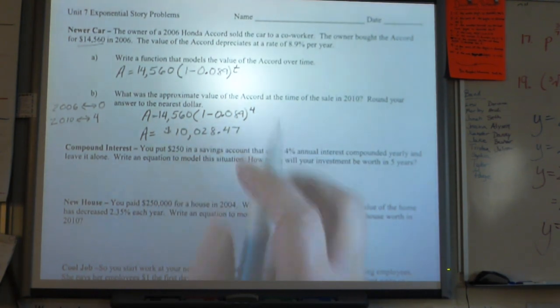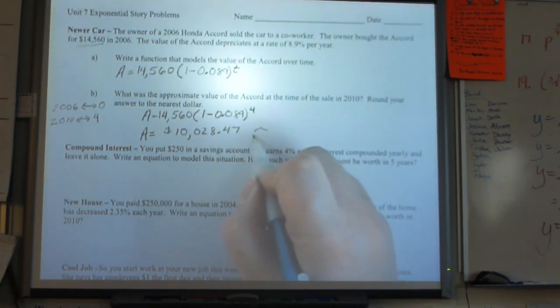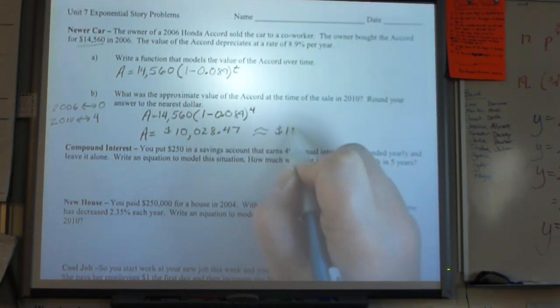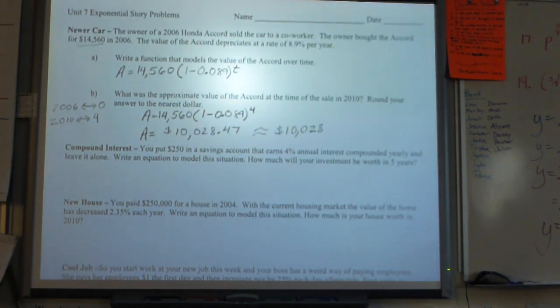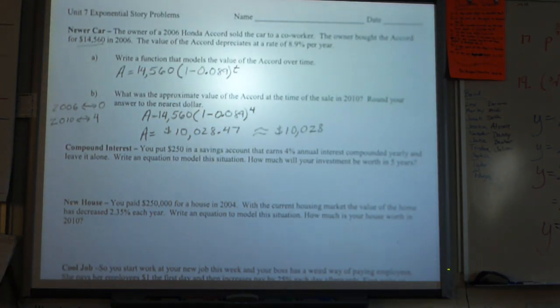Okay, and then they asked us to round to the nearest dollar. So $10,028. So the sale price of the car will be approximately $10,028.